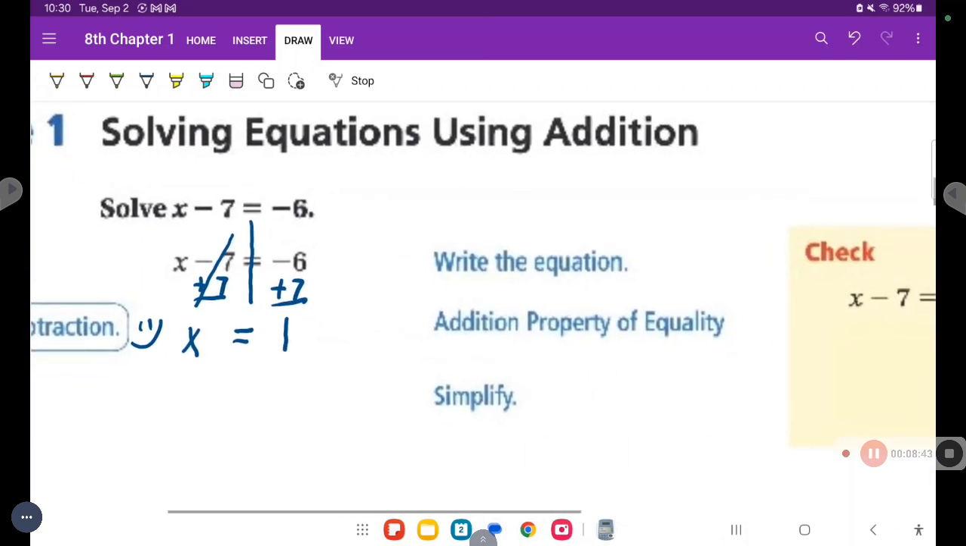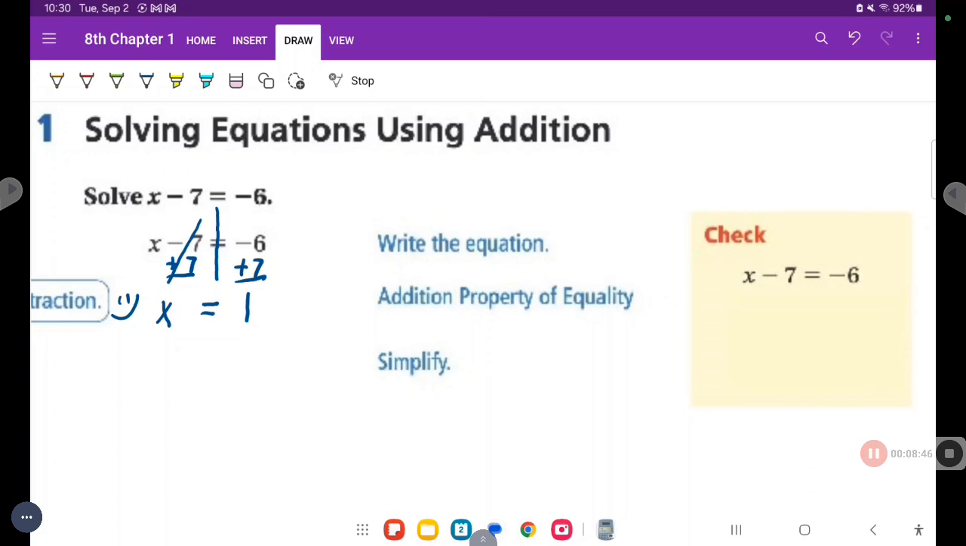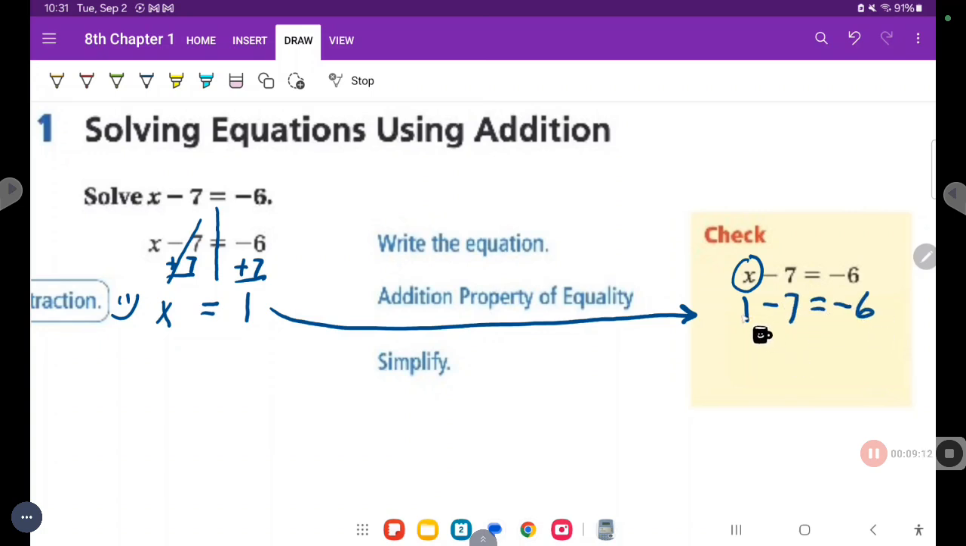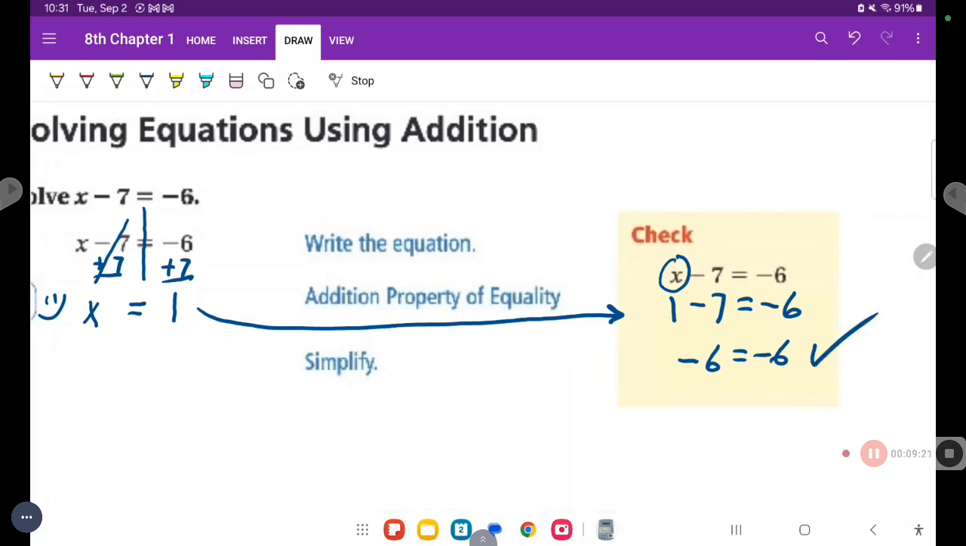All right. Now, let's refocus. Over here on the right side of our paper, they want us to check our answer. To check it, what did we figure out? X is equal to 1. So we're going to take X out and put our 1 in its place. So 1 minus 7. Does that equal negative 6? Yes. What is 1 minus 7? Negative 6. Negative 6 equals negative 6. All right. Check. It works.